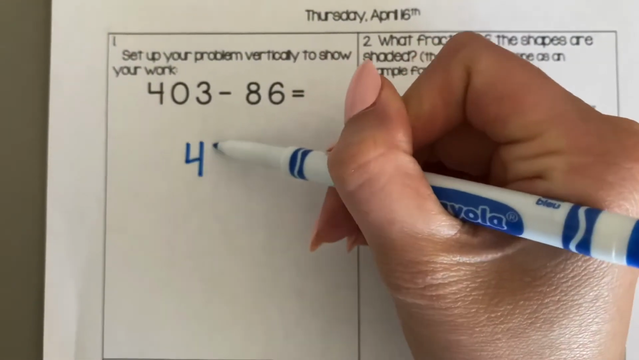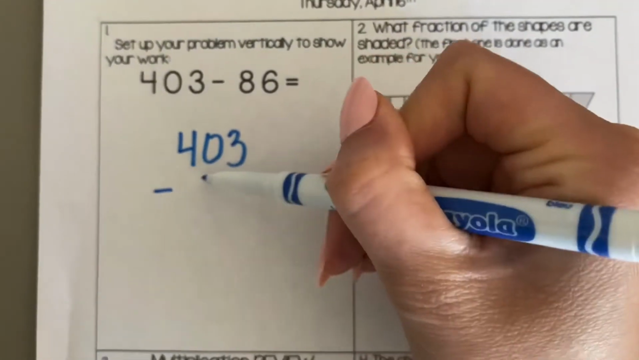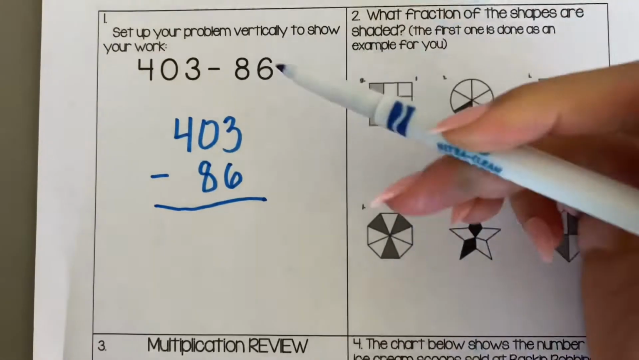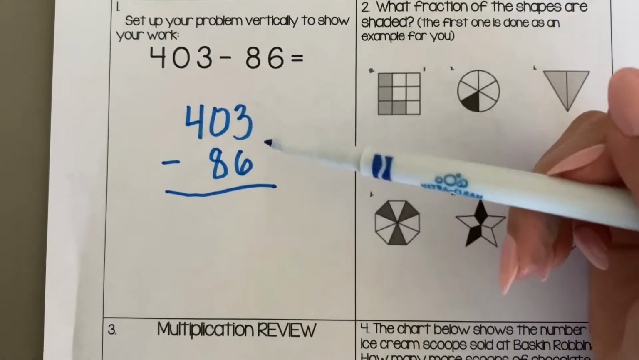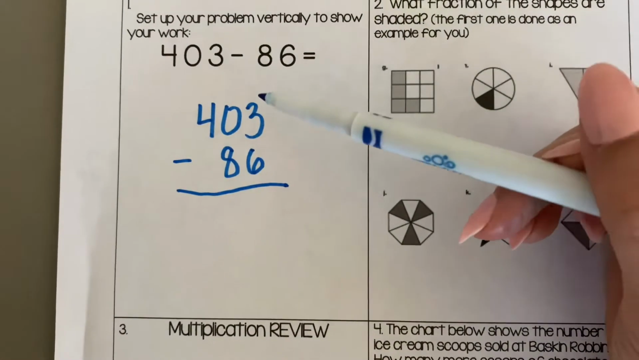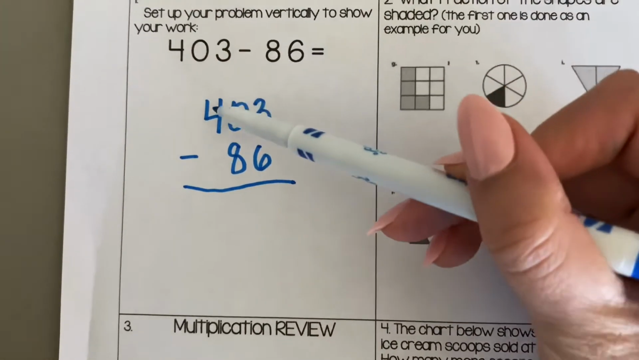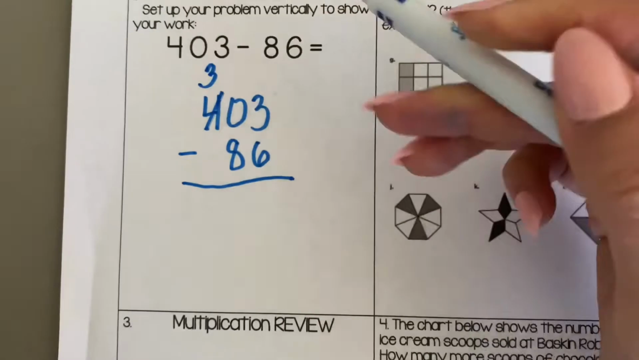We are setting up our problem here, 403, and we are subtracting off 86. Whenever we do these problems, make sure that your numbers are lined up. That is extremely important. We cannot do 3 take away 6. We can't go to our tens column, so we are starting off in our hundreds and renaming.